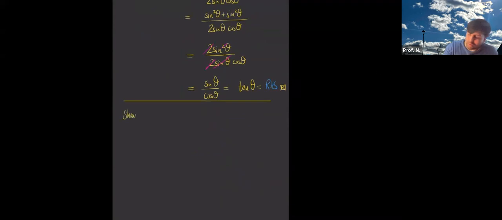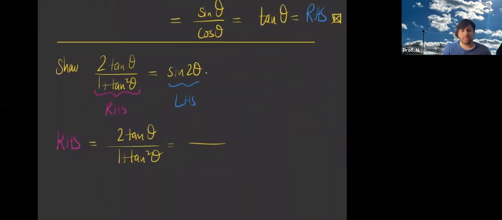So what do I want to show? 2 tan theta over 1 plus tangent squared theta equals sine of twice the angle. Again, we got the right-hand side, we got the left-hand side. What does the left-hand side say? I got 2 tan theta over 1 plus tan squared theta. So again, with this, 1 plus tangent squared theta is secant squared theta.